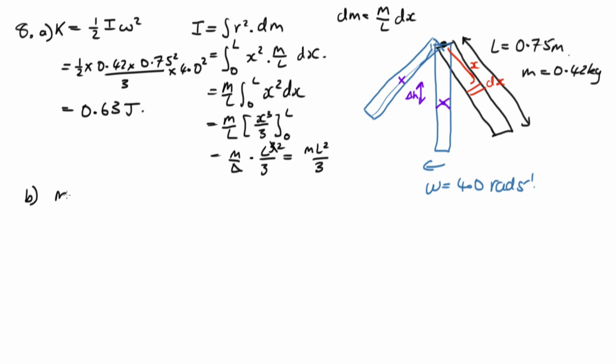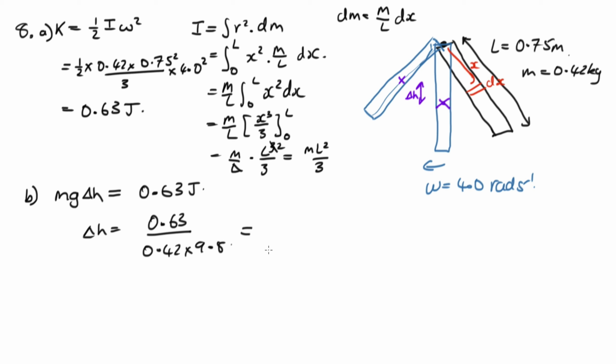So we've got mg delta h, which is that delta h there, is going to be equal to the kinetic energy here, so 0.63 joules. So delta h will be equal to 0.63 over m, which is 0.42, times 9.8, and solving that we get 0.15 meters.